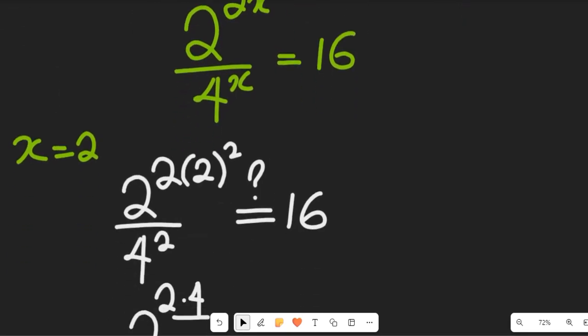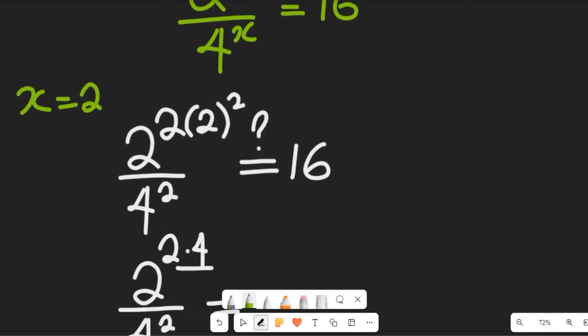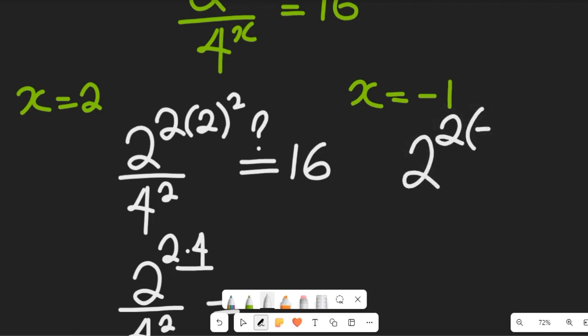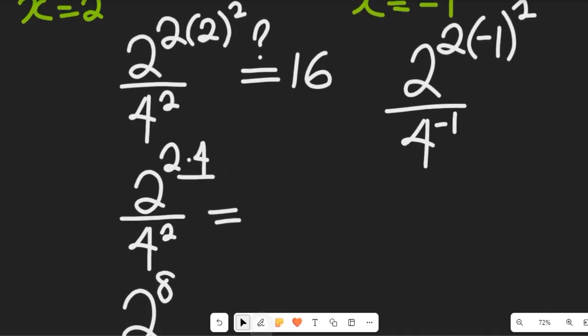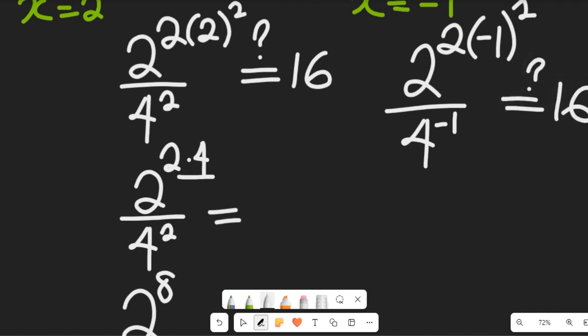Now let's take our mind back to the second solution. From the second solution, our x is equal to -1. So that expression will now give us 2 to the power of 2 multiplied by (-1) all squared, divided by 4 to the power of -1. So if we simplify that, will it give us 16? Let's find out. (-1) squared is going to give us -1 times -1, and a negative times a negative will give us positive.